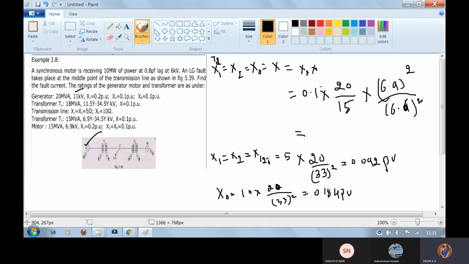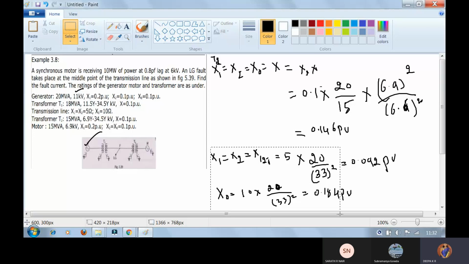What is the value? Subramani? Ma'am? How much is the answer? 0.146. 0.146 per unit. Very good. Okay. So once you finish transformer 2, finally we are left with the last one, that is your motor.